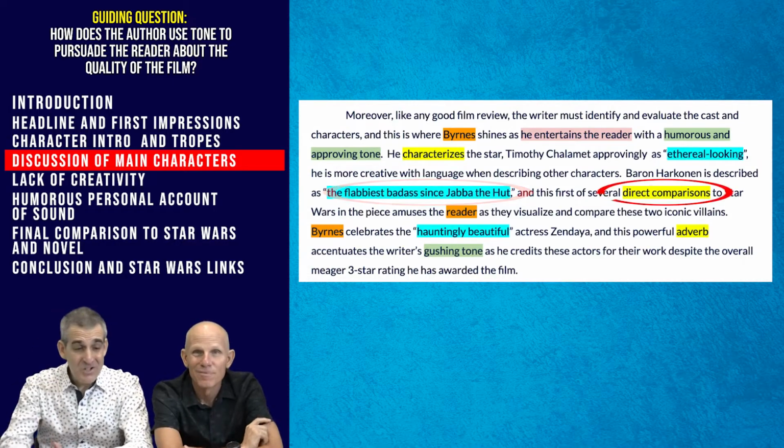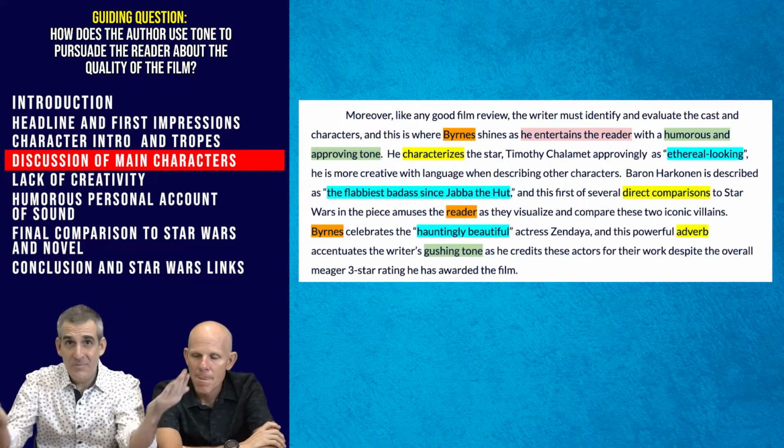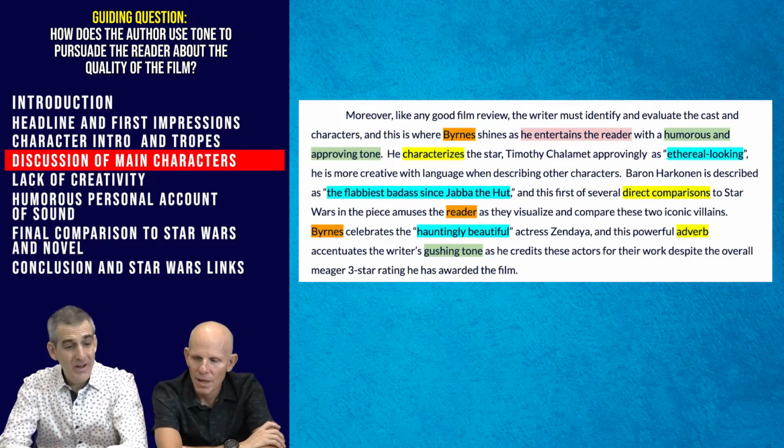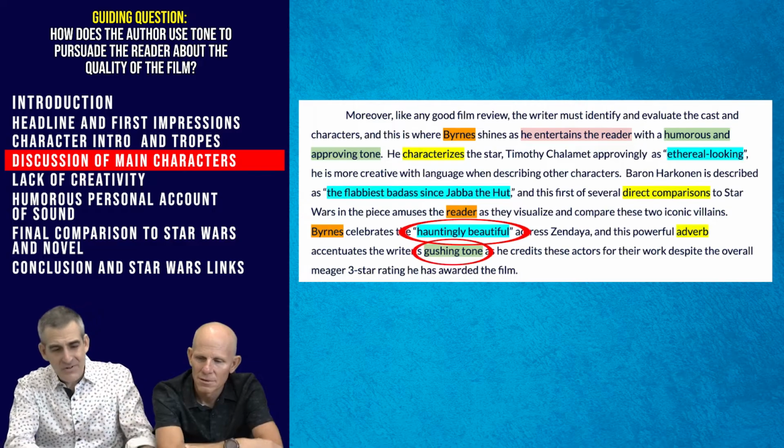And those are those comparisons we were talking about with respect to convention, Giles. They're bringing in another character from another film and then drawing that comparison in a positive way. Yeah. They talk about Zendaya, who I know is a favorite actress of a lot of your students. So he talks about her as hauntingly beautiful with the gushing tone. So a lot of different tone switches going on.